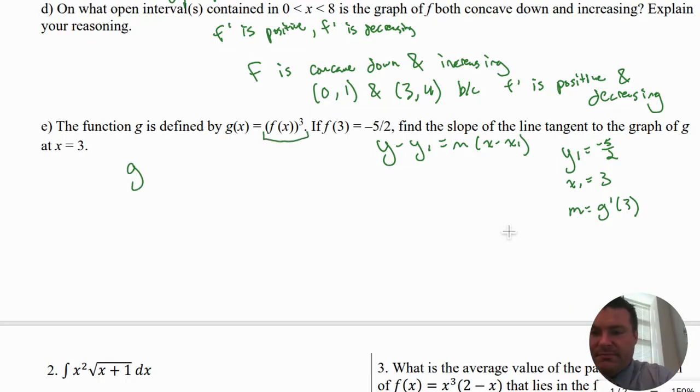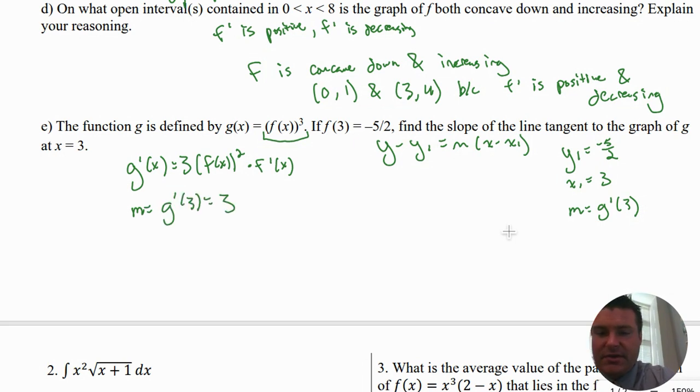So g prime of x is going to equal the derivative of the outside, which is 3 times f of x squared, times the derivative of the inside, which is f prime of x. So if I'm trying to find the slope, that's g prime of 3. We're going to substitute a 3 into here. We're going to get 3 times f of 3 squared times f prime of 3.